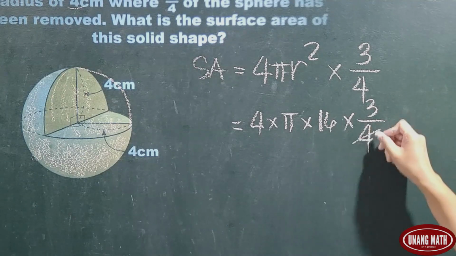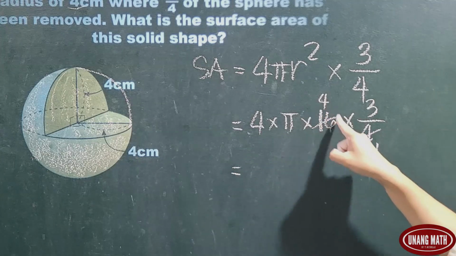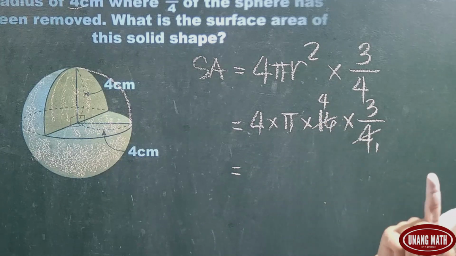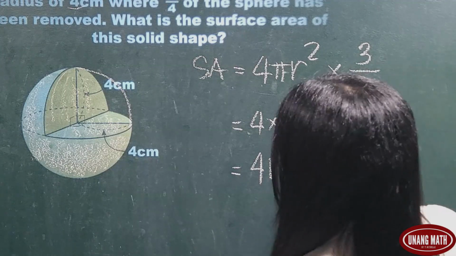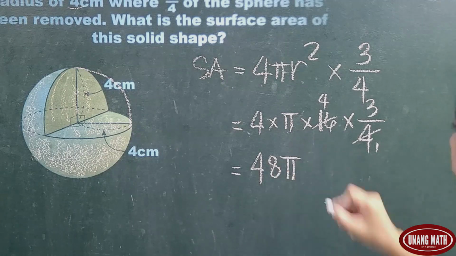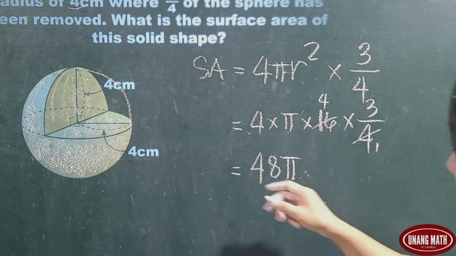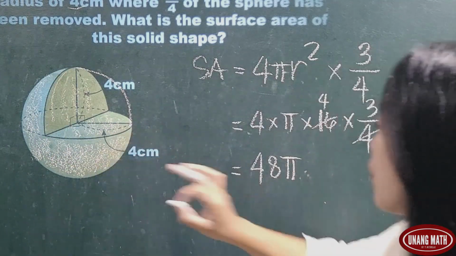Simplify. This is 4. So 4 times 4, 16 times 3, then that's equal to 48. So this is 48 pi. So we have here 48 pi. This is the surface area of this part, the 3/4 of this sphere.